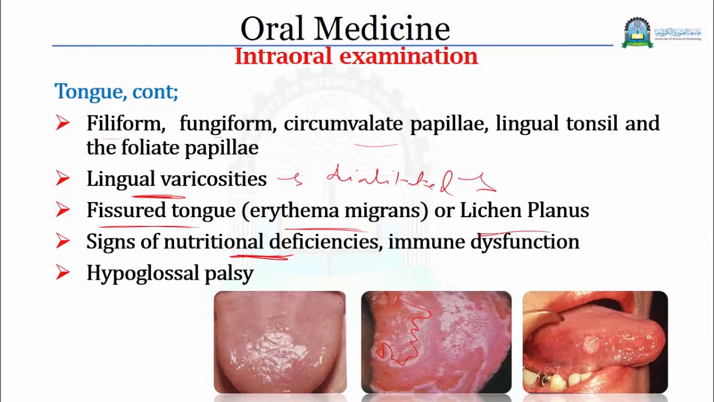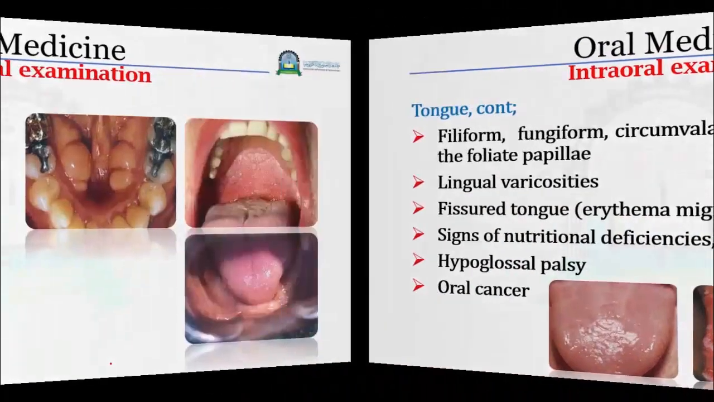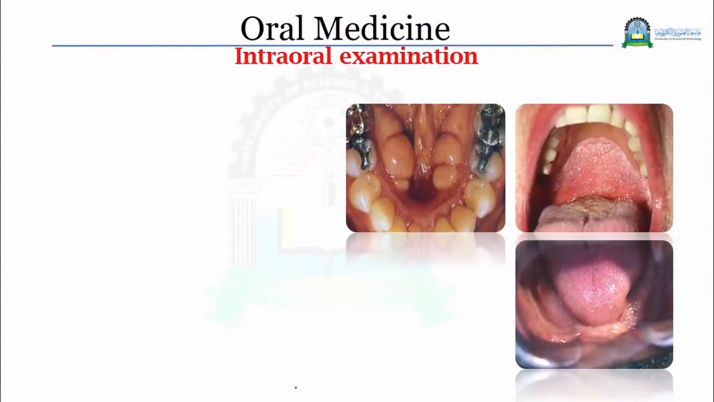Signs of nutritional deficiencies and immune dysfunctions. Nutritional deficiencies can be presented in the tongue as a dry, depapillated tongue. We also need to examine the tongue for hypoglossal nerve palsy, asking the patient to protrude and move his or her tongue. Also, you need to examine the tongue for the presence or absence of oral cancer.